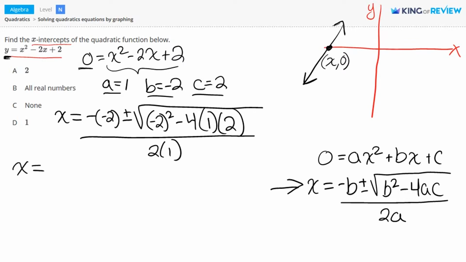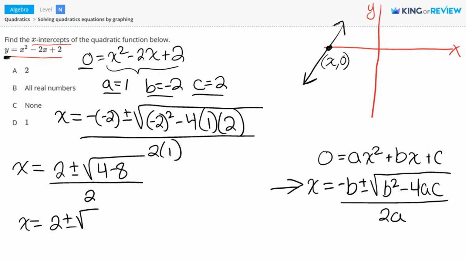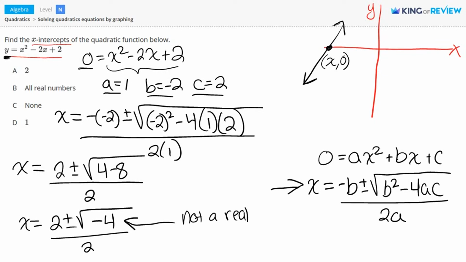Now let's work on simplifying this. We get 2 plus or minus the square root of 4 minus 8, all divided by 2. And then we get x equals 2 plus or minus the square root of negative 4 divided by 2. So what do you notice about this number here? We have a negative number underneath the square root sign. This is not a real number. So it's not a real number.